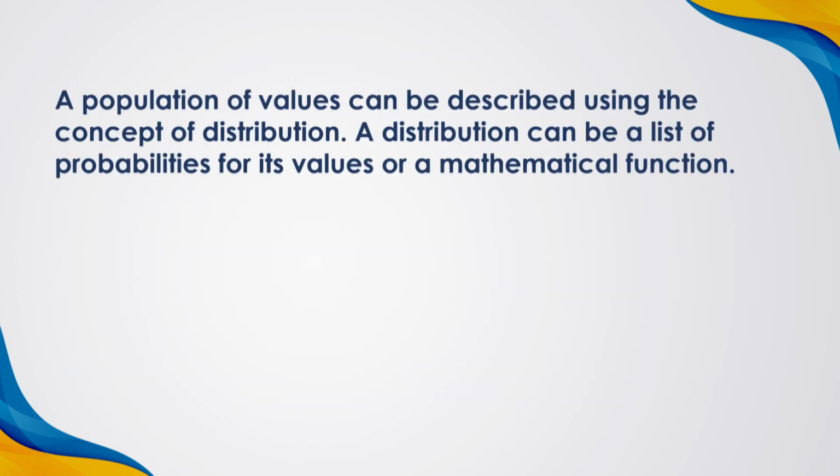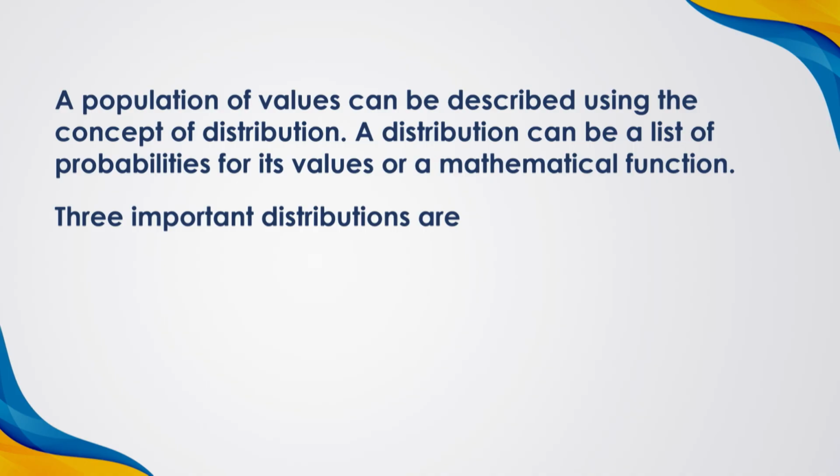A population of values can be described using the concept of distribution. A distribution can be a list of probabilities for its values or a mathematical function. So, I recall here you can make a list of values and the corresponding probabilities, that is an easier way, but mathematics provides beautiful functions and concise definitions. Three important distributions are binomial, normal, student T.